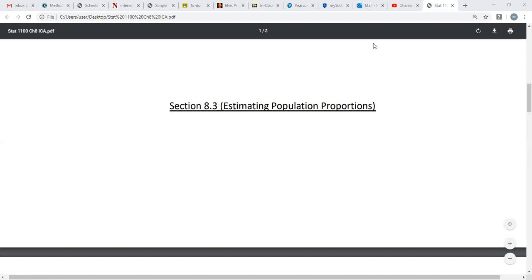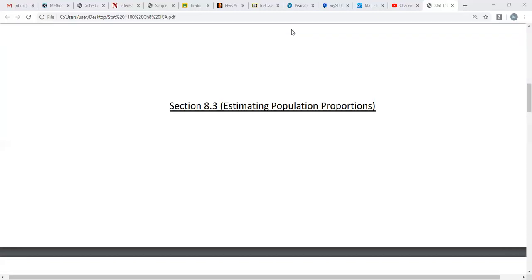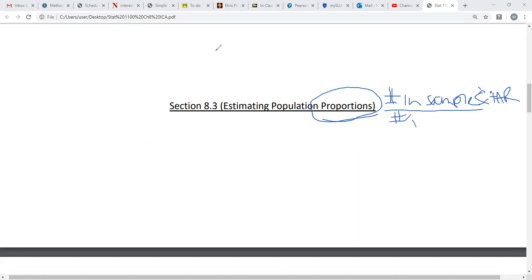All right, 8.3, we're estimating population proportions. So we're doing the same process as we did in the last section. The only thing different here is that we're working with proportions instead of means. So we're looking for a number of people in the sample that have a certain characteristic, over the number in the sample.